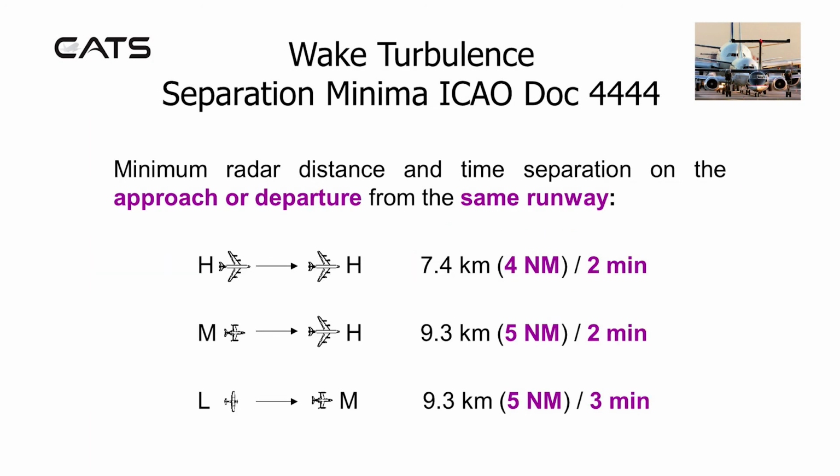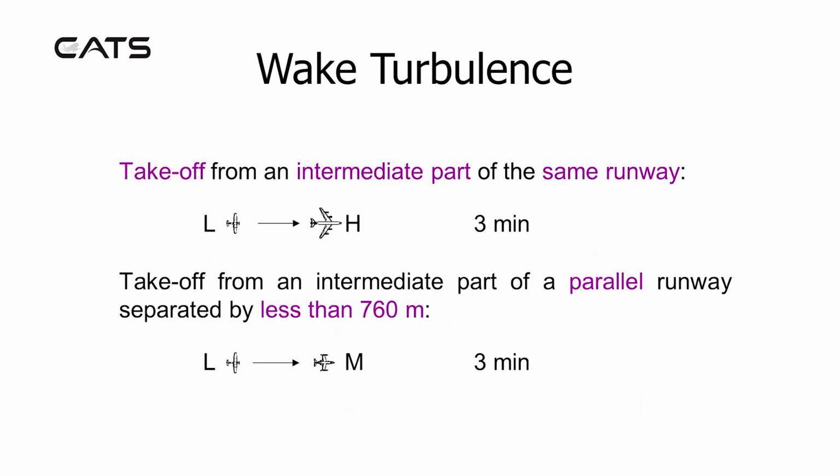Minimum radar distance and time separation on the approach or departure from the same runway for heavy following heavy are 4 nautical miles or 2 minutes. Medium following heavy, 5 nautical miles or 2 minutes. Light following medium, 5 nautical miles or 3 minutes. Takeoff from an intermediate part of the same runway for light following heavy is 3 minutes.